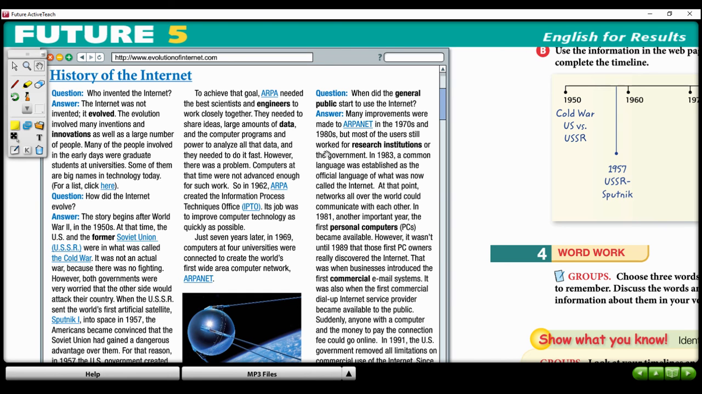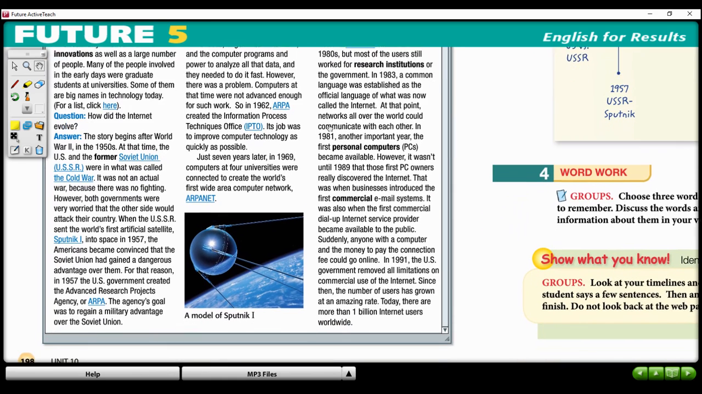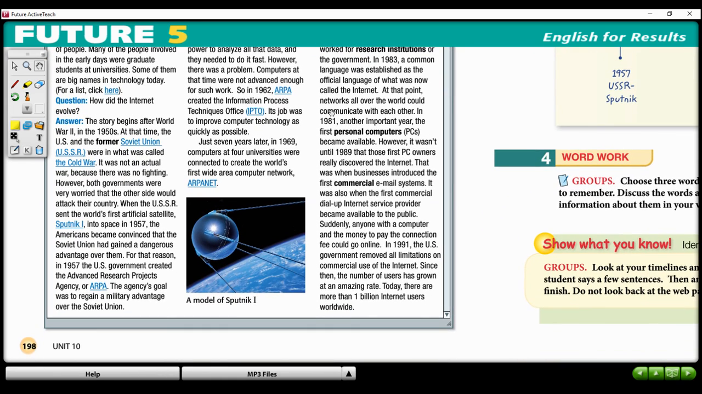In 1981, another important year, the first personal computers, PCs, became available. However, it wasn't until 1989 that those first PC owners really discovered the Internet. That was when businesses introduced the first commercial email systems. It was also when the first commercial dial-up internet service provider became available to the public. Suddenly, anyone with a computer and the money to pay the connection fee could go online.